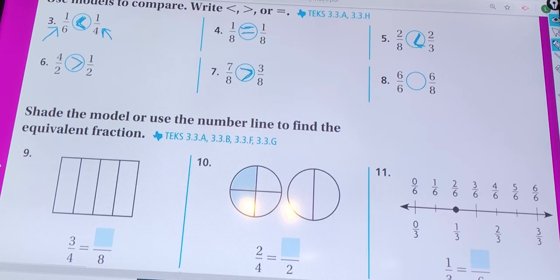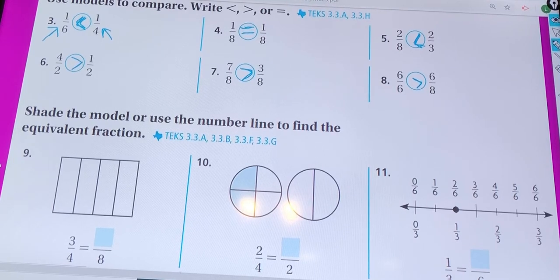And we have 6/6 and 6/8. The numerator is the same, denominator is different. The sixths are going to be bigger pieces than the eighths because 8 is bigger, it's shared between more people, it's cut into more pieces, so the pieces are going to be smaller. So if I have 6 bigger pieces, I already have more than if I have 6 smaller pieces. So 6/6 is greater than 6/8.